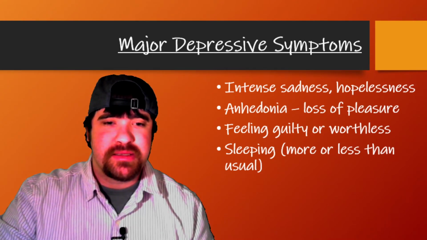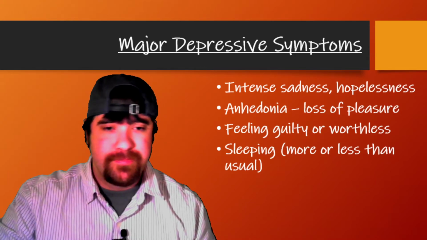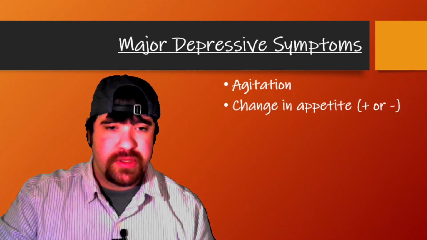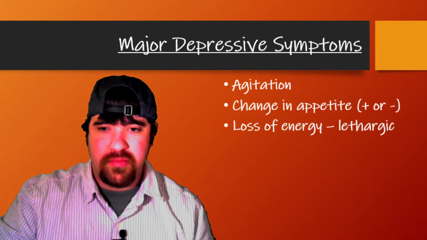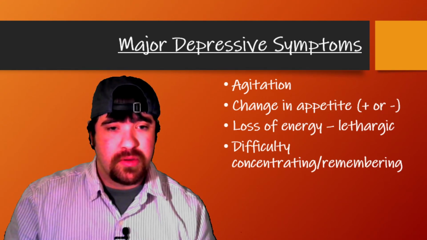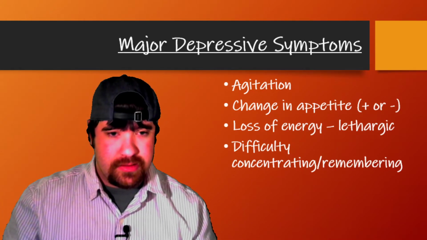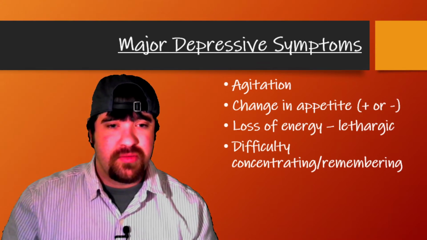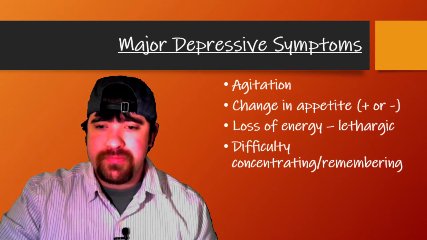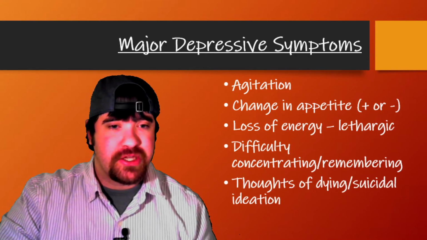Another thing we see is sleeping disturbances. This can either be sleeping more or less than usual. We're also going to see agitation and anger more than usual. The change in appetite, more or less than usual. A loss of energy, feeling very lethargic, slow moving, slower talking perhaps. Mostly it's kind of the opposite of the racing thoughts that your manic episode produced. The brain's kind of slowing down, so you take more time to process things. You might take longer to complete things, and talking might be a little bit slower. We also see difficulty concentrating and remembering details, and thoughts of dying or suicidal ideation.